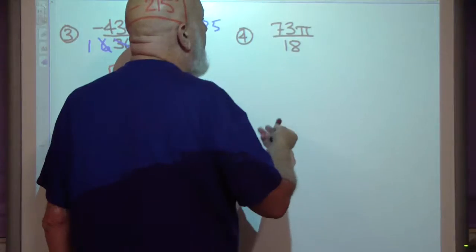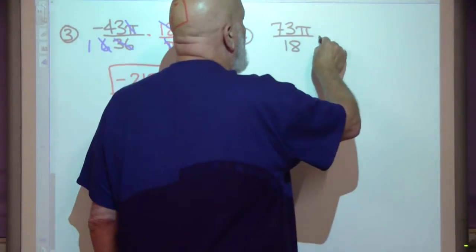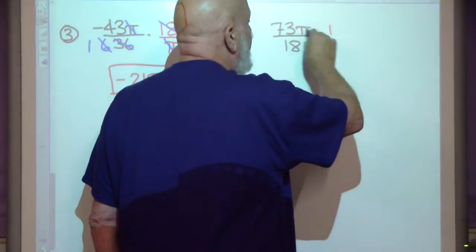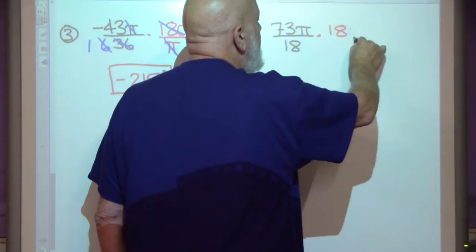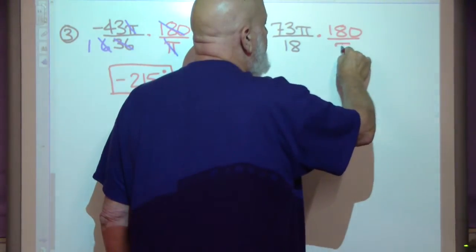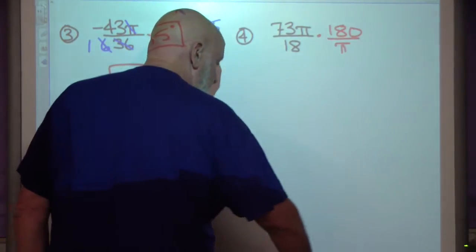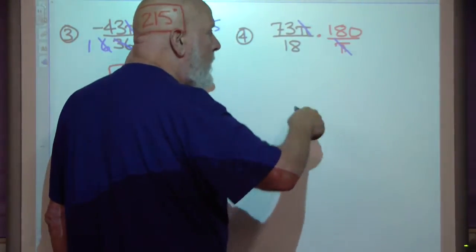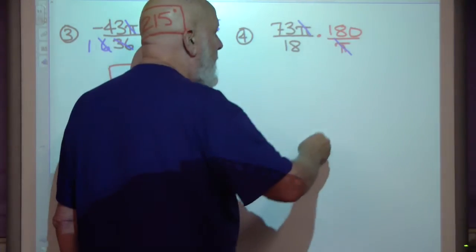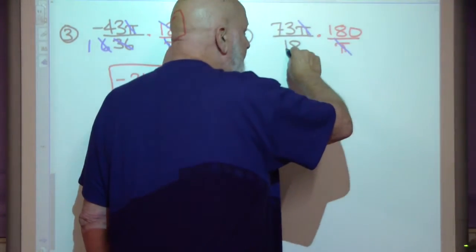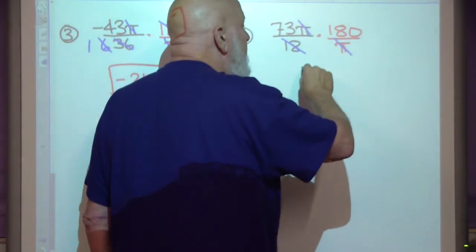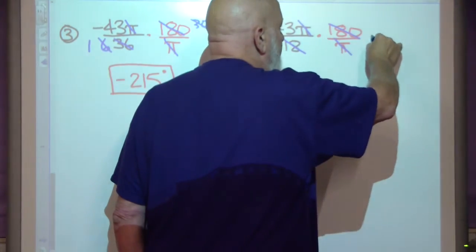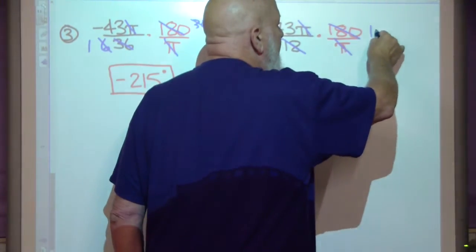73 pi over 18, I want to convert that from radians to degrees. So I'm going to multiply by 180 over pi. I'm going to start reducing. These will divide out. Pi divided by pi is 1. When you cancel it out, it turns into a 1. These will both divide by 18. That turns into a 1, and this turns into 10. 180 divided by 18 is 10.